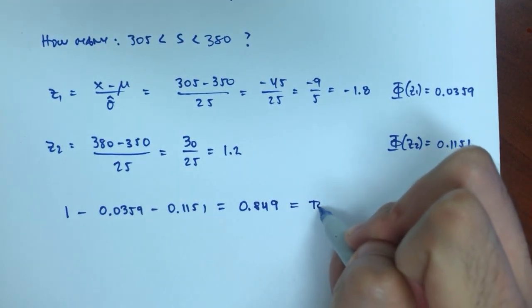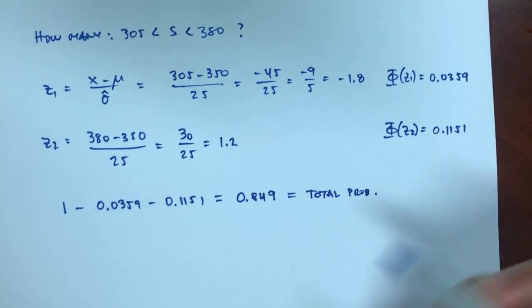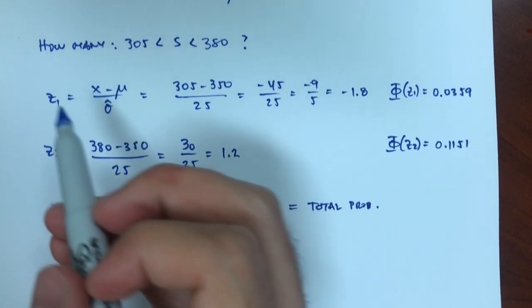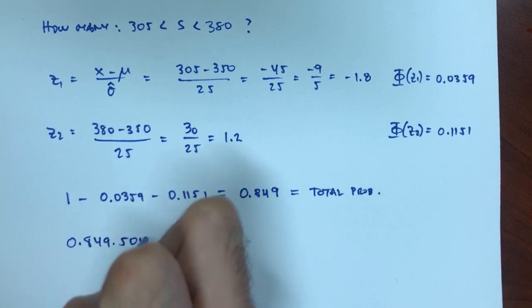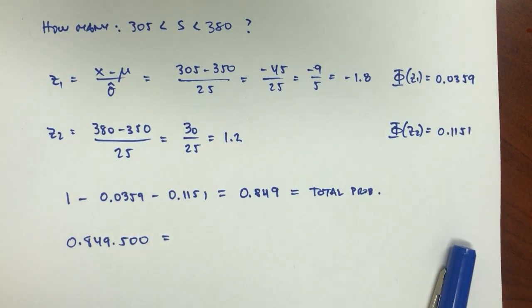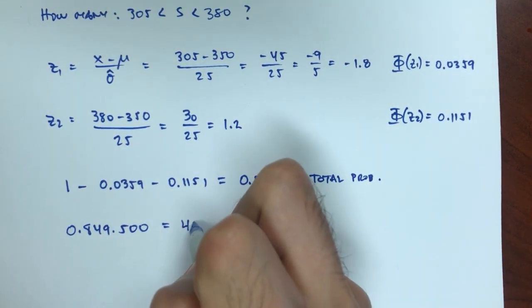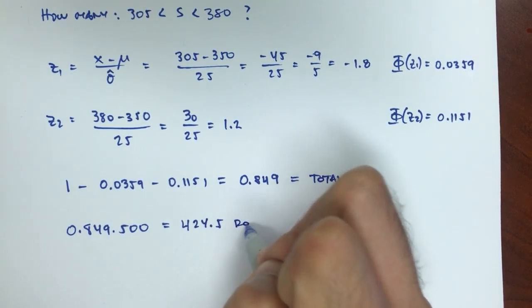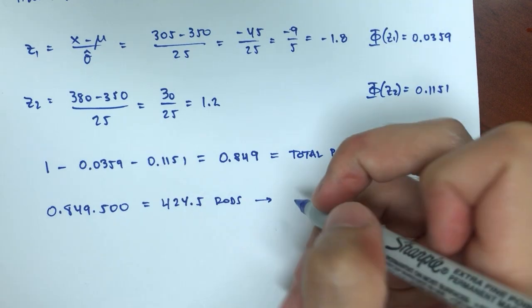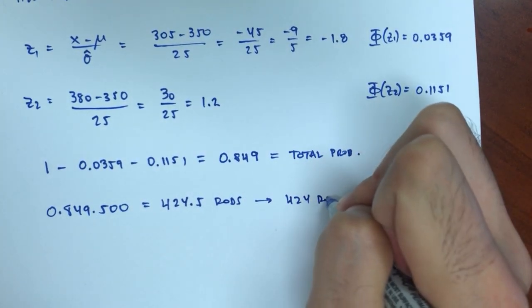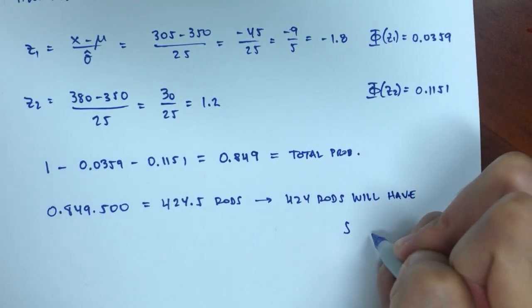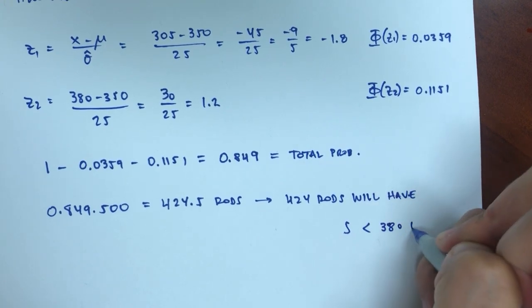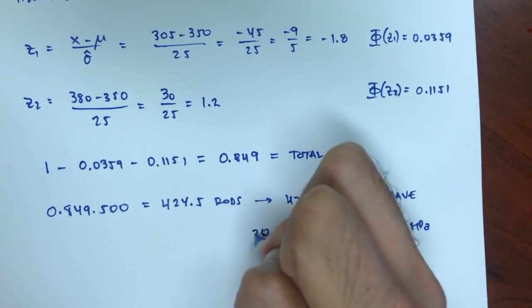and I multiply that probability, I'm going to write this as the total probability, by the number of samples that I have, which is 500. 0.849 times 500, I would get 424.5 rods. So just to be safe, I would say that 424 rods will have a strength that is between 380 and 305.